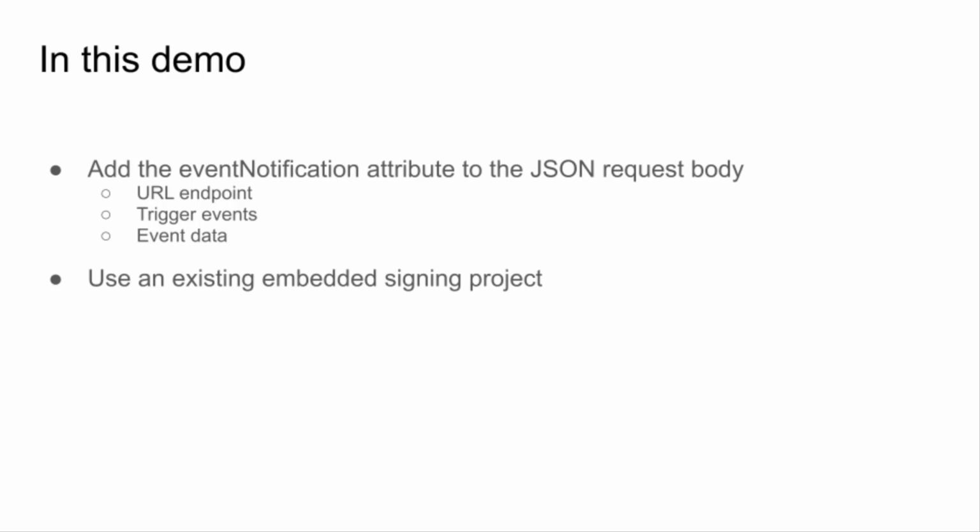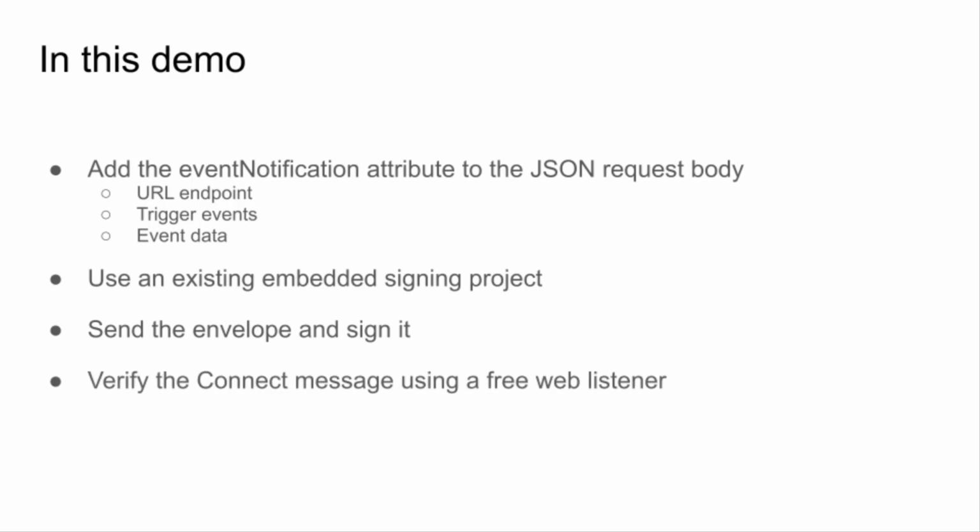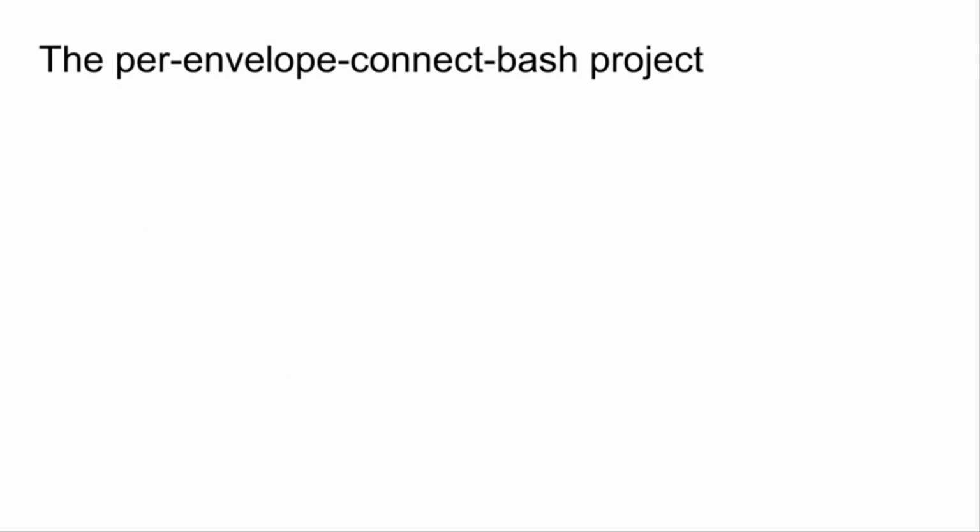I'll use an existing project that creates and sends an envelope using embedded signing. I'll send the envelope and sign it, and finally, I'll verify the Connect message using a free web listener. We'll be using webhook.site, but you can use others or use your custom listener solution. The event notification attribute needs to be added to the body of a create envelope request.